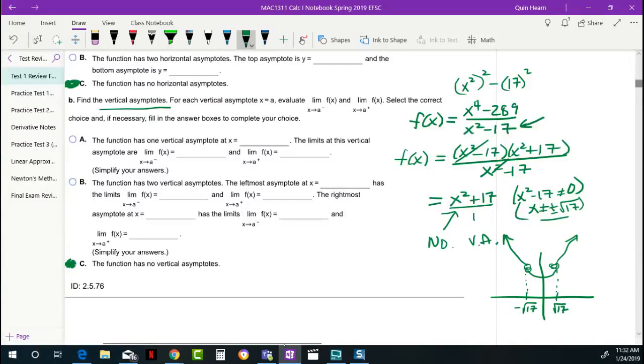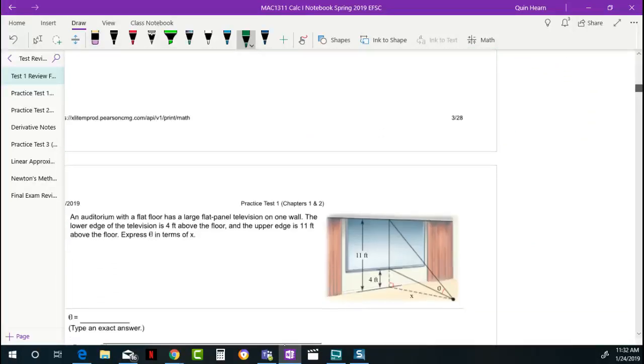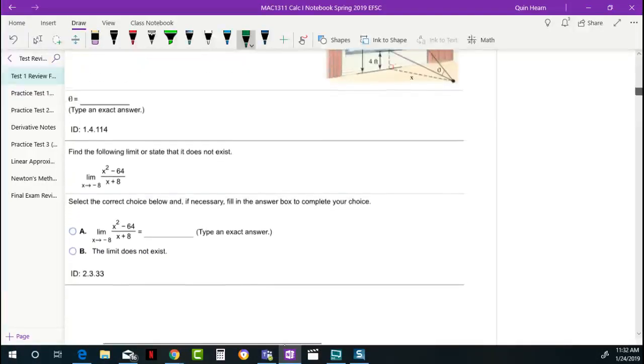Okay, so any questions so far? Please remember you can type into the top chat box there. All right.